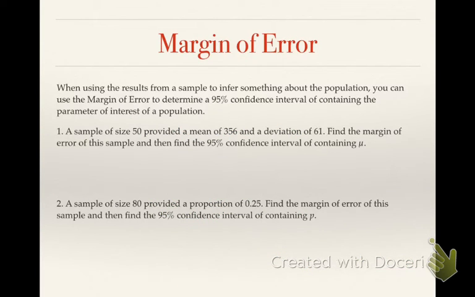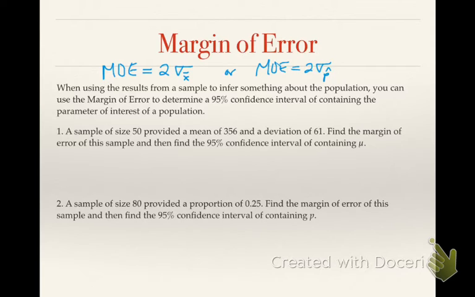Now, margin of error is going to be used to find an interval that contains, with 95% confidence, the parameter of interest of a population. The margin of error, because 95% is contained within 2 deviations, is always going to be found by taking 2 times the standard deviation. It's either the deviation of the sample means, or the 2 times the standard deviation of the sample proportions, our p-hats. So I have one example of each. One is sample mean, one sample proportion.